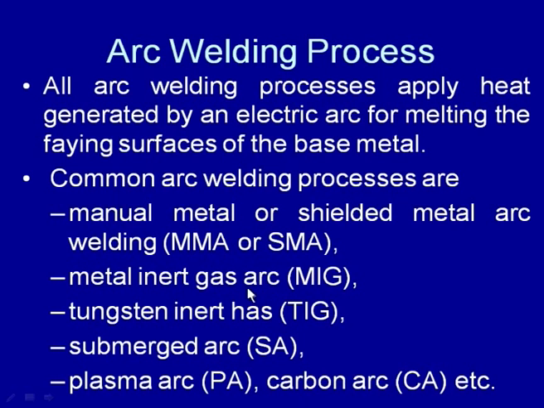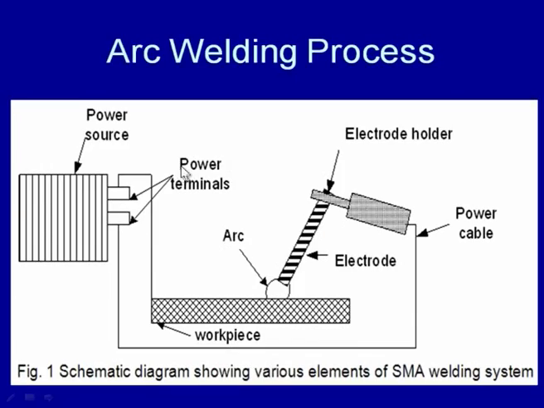In all these processes, an electric arc is established between either a consumable or non consumable electrode, and the heat generated by the arc is used for melting the faying surfaces of the base material and the filler material or the electrode, depending upon the kind of process being used. Here is one of the simplest schematic diagrams for the shielded metal arc welding process, showing the power source which delivers the required power supply.